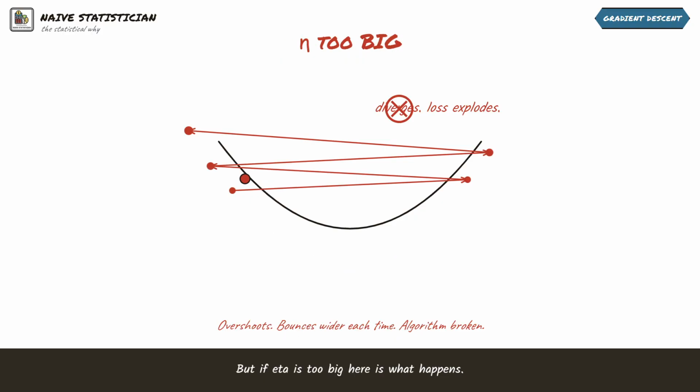But if eta is too big, here is what happens. We overshoot the bottom of the bowl. Now we are on the other side, higher up than before. The next step overshoots back. We bounce side to side, sometimes climbing higher with each bounce. We diverge. The loss explodes. Eta too big means the algorithm breaks.